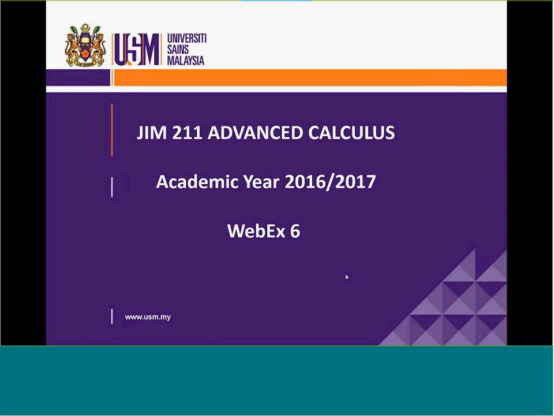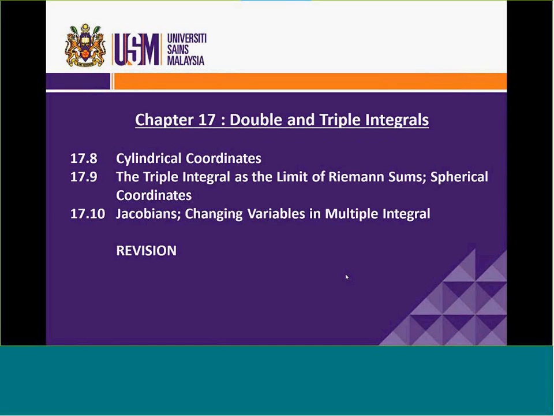And we still have one chapter that we need to settle today: Chapter 17. There are three sections. Section 17.8 is the cylindrical coordinates. Section 17.9 involves the spherical coordinates that you need to solve triple integrals. And the last section is the Jacobians, how we change the variable in the multiple integral. And then if we have time, we will have some revisions.